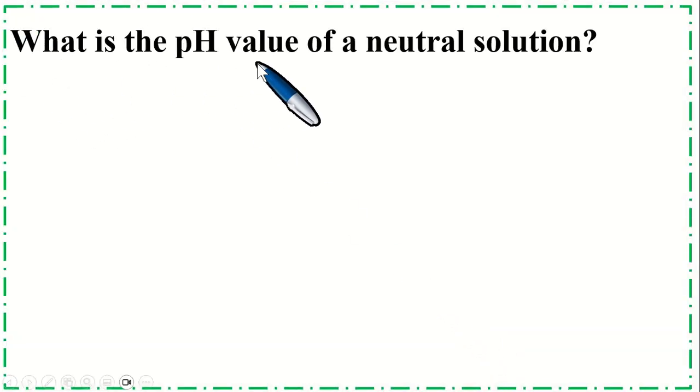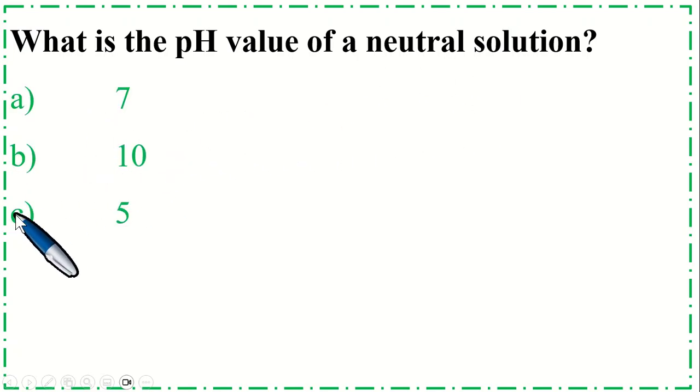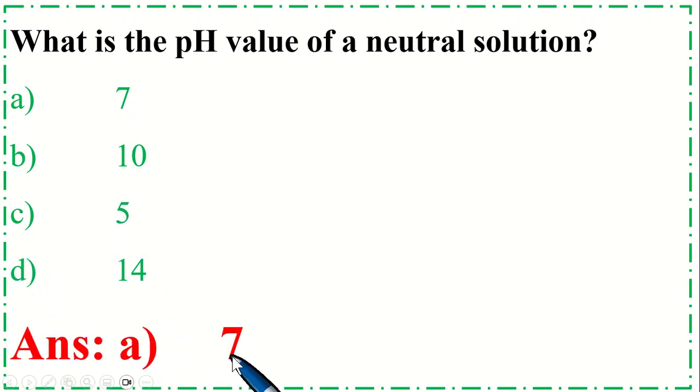What is the pH value of a neutral solution? Option A 7, B 10, option C 5, and option D 14. So the correct option is A 7.